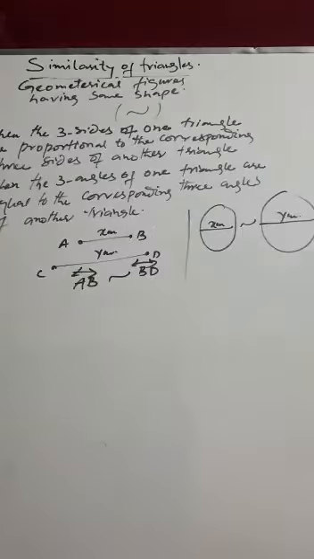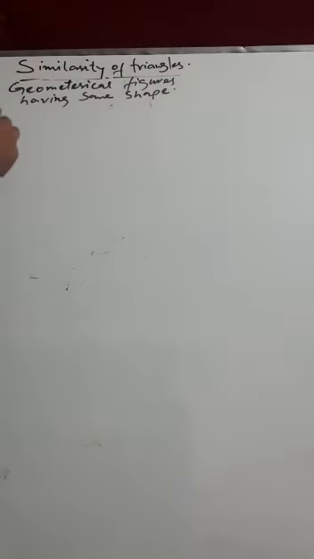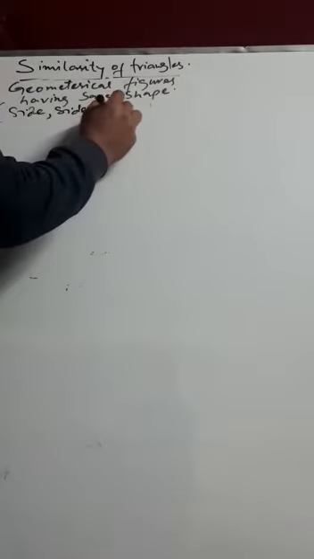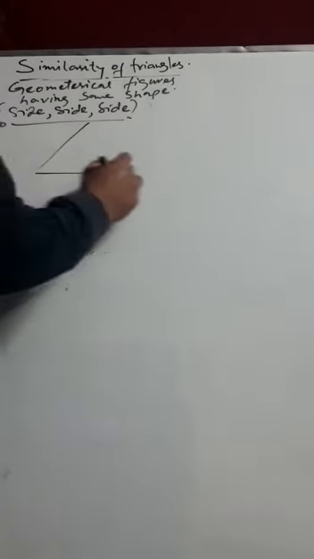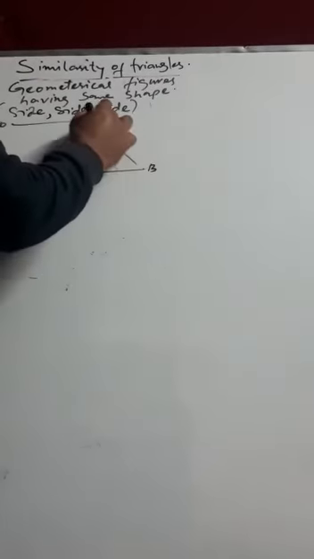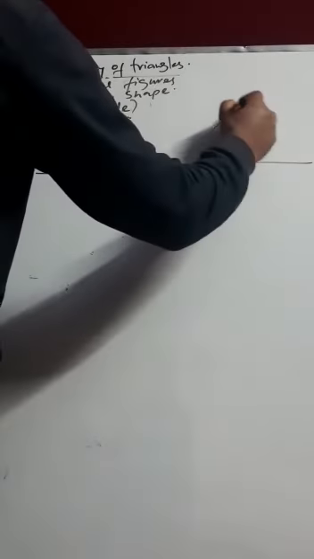So there are different criteria for similarity. Let's take them one by one. The first criterion for similarity is SSS, and it stands for side, side, side. For further explanation, we need two triangles. Triangle ABC. Next, PQR.